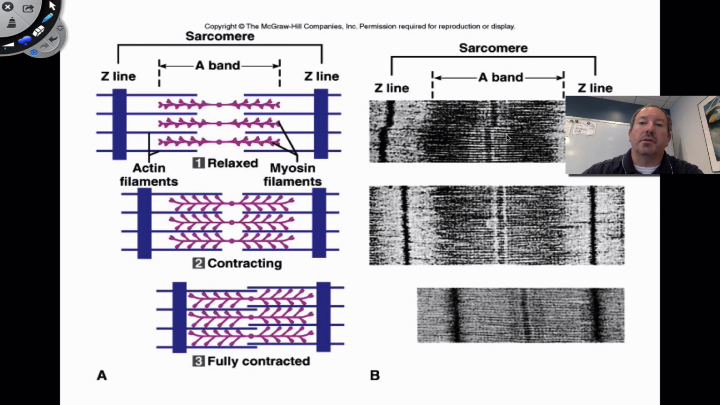The reason this area is dark, the A band is considered to be dark, is because it's overlapping thick and thin filaments. This is the I band over here that's light, and then the Z line is over here. So sarcomeres are getting shorter.